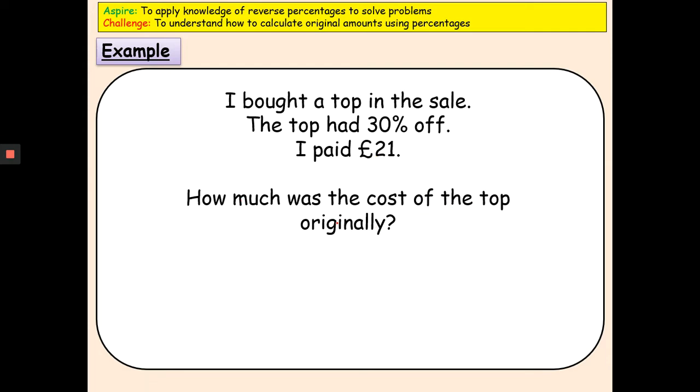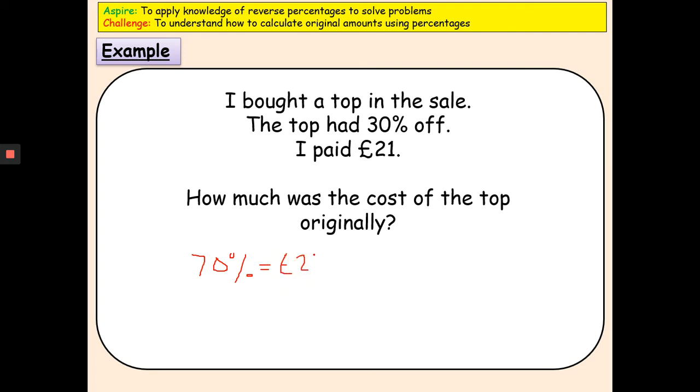The first thing you want to figure out is that if the top had 30% off, you want to work out how much percentage is left. So you've got to imagine that every item you buy starts off at 100%, and then when they take 30% off, you're going to be left with 70%. So I'm just going to write that we've got 70% left, and that is equal to the price that you paid for it, which is £21.